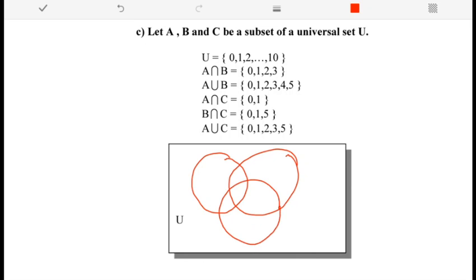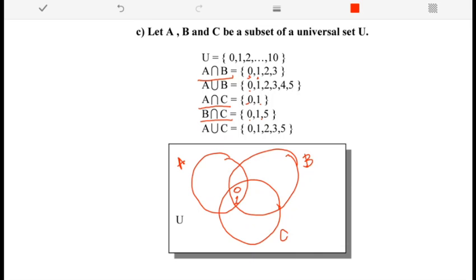So you have A, B, and C. Now here you need to start with the intersection between these three sets. You have A intersect B, A intersect C, and B intersect C. What is common between these three intersections? You have 0, 1, and they all have 0, 1. So the common between all three sets is 0, 1.